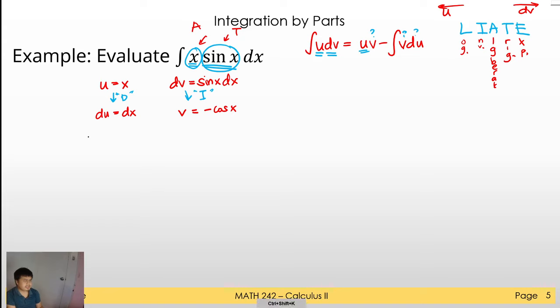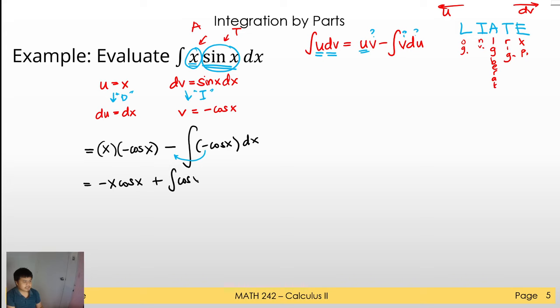Okay, so now we have already this table of u and v. We can now utilize the formula. So we have u times v, which is x times negative cos x, and then minus the integral of v, so we have negative cos x, okay? And then your du here is just dx. So we can simplify this, we have negative x cos x, and then plus the integral of cosine x dx.